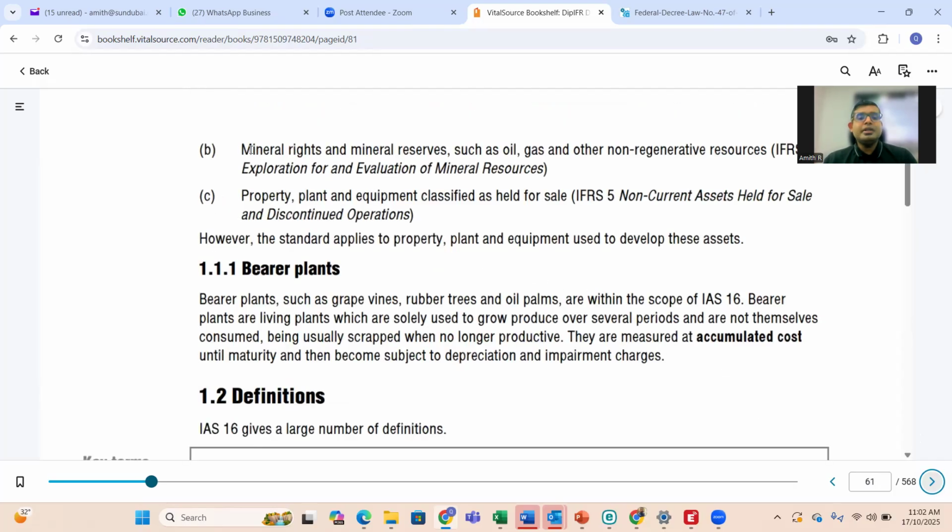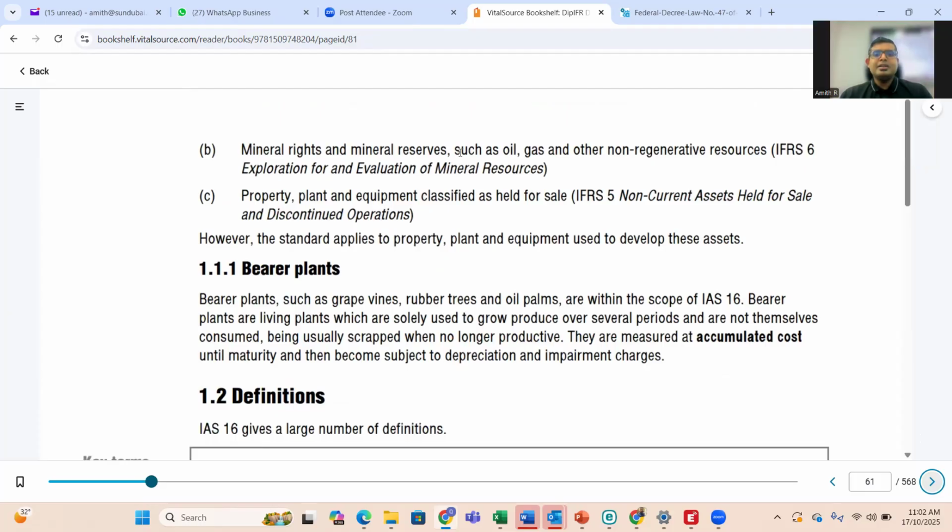Now the scope will not extend to mineral rights and mineral reserves as well. Mineral rights, mineral reserves such as oil and gas and non-regenerative resources. Let's say that you have an oil well. Normally, you can never own an oil well. These are owned by governments. Any landed property or natural resources would belong to the government. You would be given a right to mine, or you can use it on lease for X number of years. So this would be the arrangement. You will not get the ownership of it.